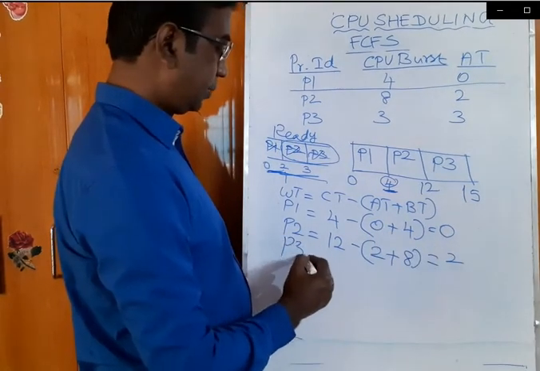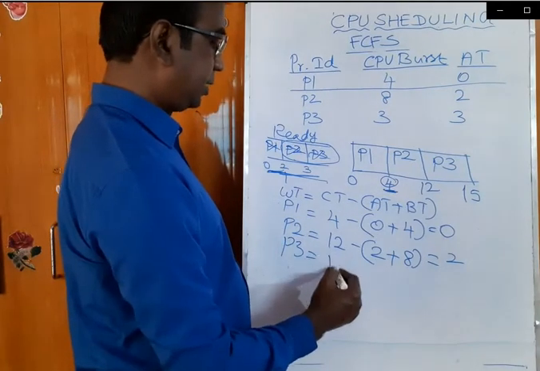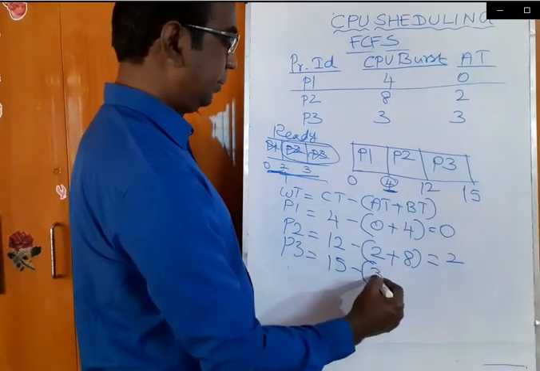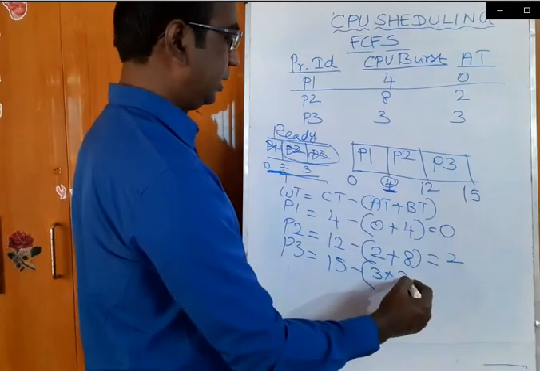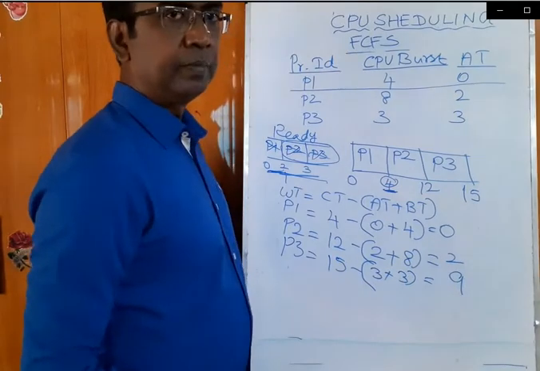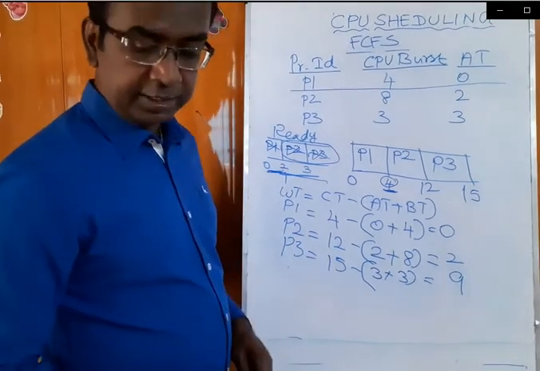What is it for process P3? Completion time is 15, minus arrival time 3 plus burst time 3, that is 15 minus 6 equal to 9.